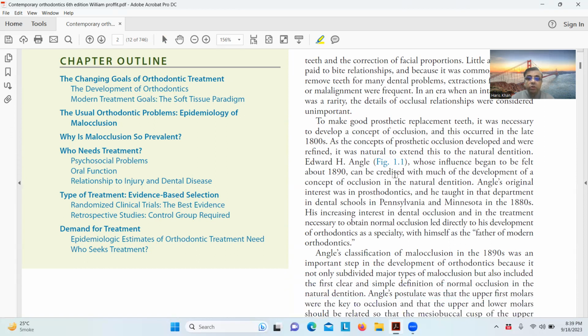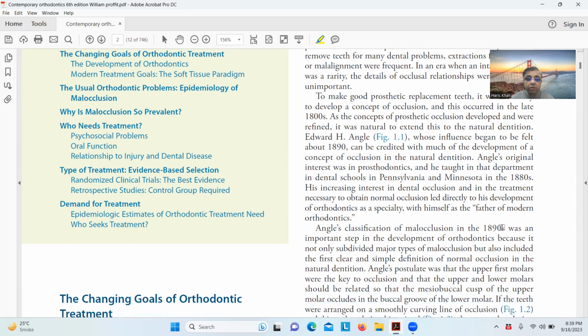MCQs, right? To make good prosthetic replacement teeth, it was necessary to develop concepts of occlusion in the late 1800s. As the concepts of prosthetic occlusion developed and were refined, it was natural to extend this to the natural dentition. Edward Angle, whose influence began to be felt in 1890, can be credited with much of the development of the concept of occlusion in natural dentition. Angle's original interest was in prosthodontics, and he taught in that department in dental school in Pennsylvania, right, 1800 something. His increasing interest in dental occlusion and in dental treatment, and the necessity to obtain normal occlusion, led directly to the development of orthodontics, and he himself became the father of modern orthodontics.